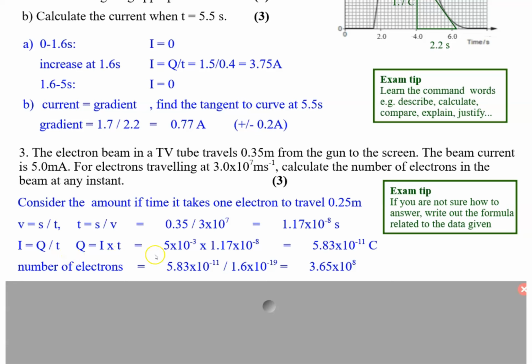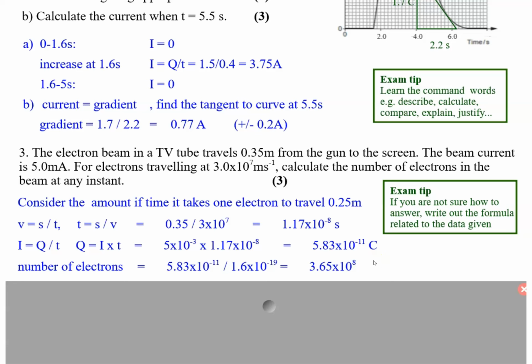Well, how do we know that? Well, again, almost process of elimination. We've been given the current, 5 times 10 to the minus 3, and we've just worked out the time it takes for that one electron to travel this distance. So I can work out the charge involved when a current of 5 times 10 to the minus 3 flows for this amount of time. So I multiply these two values together, and I get 5.83 times 10 to the minus 11 coulombs. Okay, so that's 2 marks.